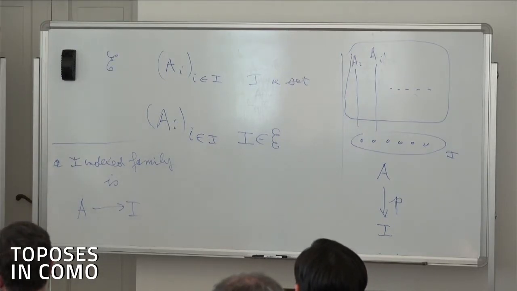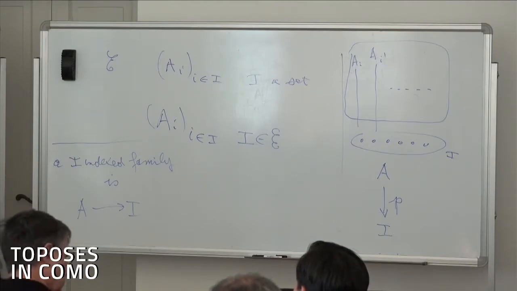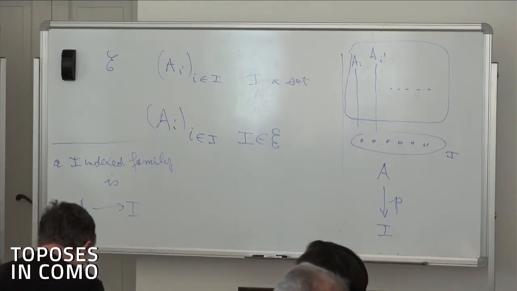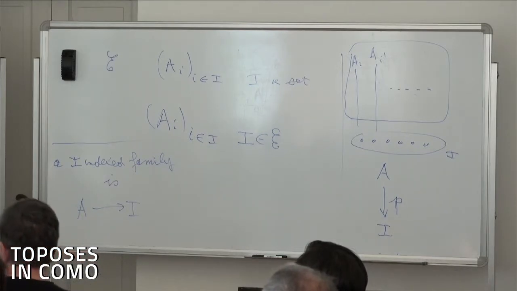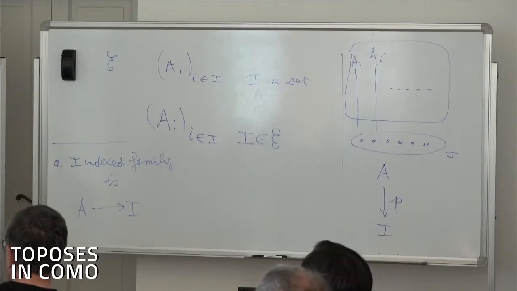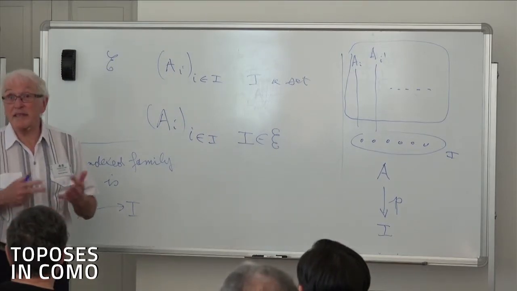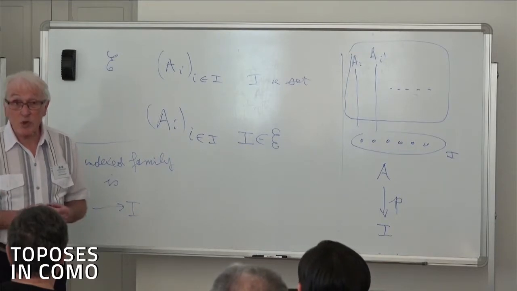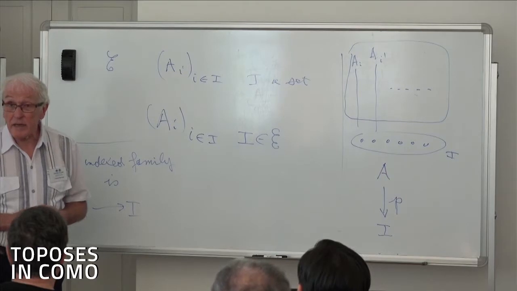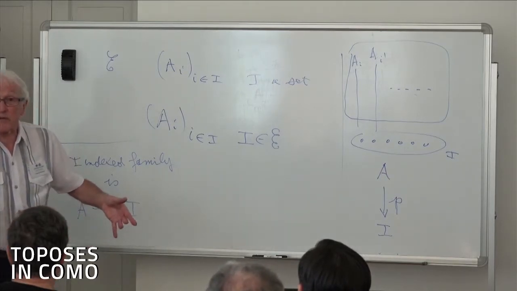A question was asked yesterday, and you answered the question, about explaining what a locale is. You have to say for every family there must be a supremum. And you answered, no, you can just say, take a subset of the locale, there is a supremum of this subset. Maybe we do not have in a topos unions and intersections indexed by sets, but we have all the unions and intersections indexed by the objects of the topos.